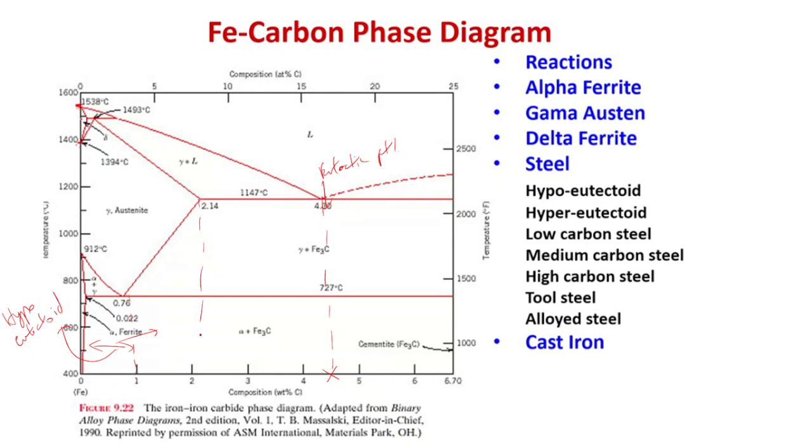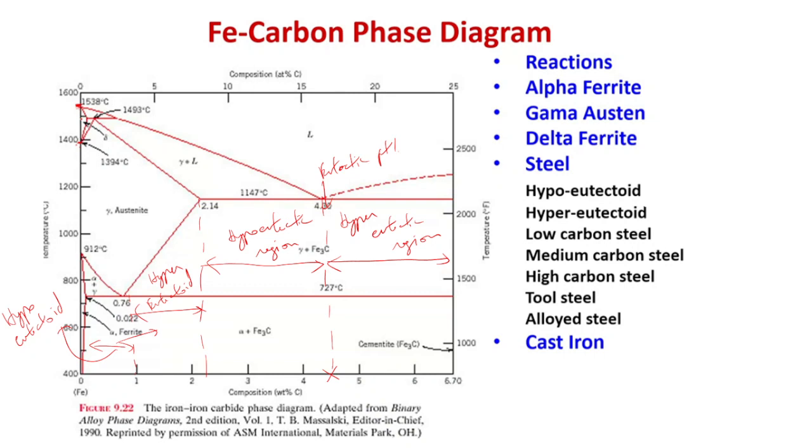This place is the hypereutectoid region. Then from 2.14 is the hypoeutectic region, and finally all the way to 6.7 we have the hypereutectic region. So these are the different regions that are there in the phase diagram.